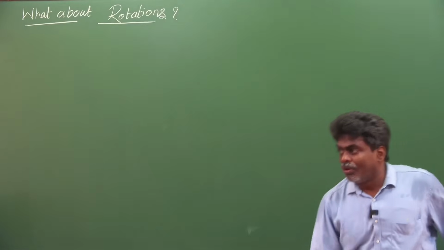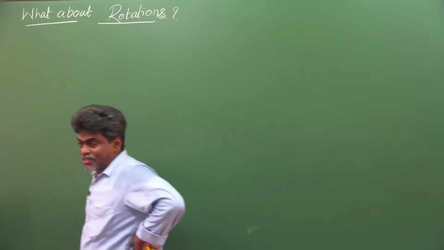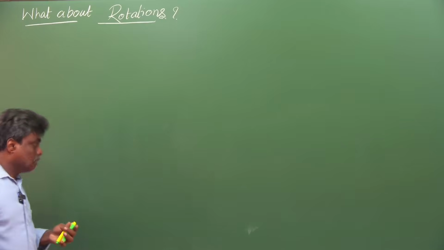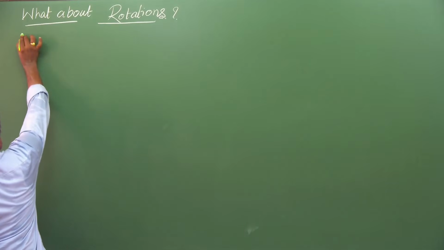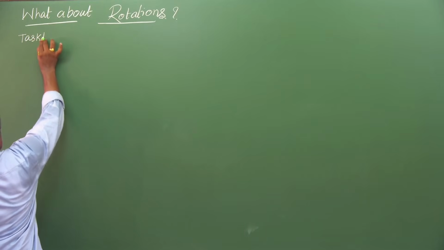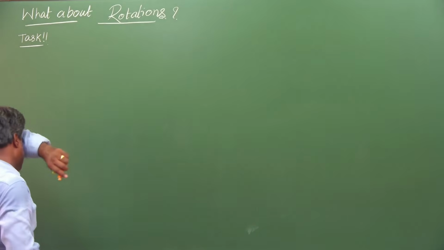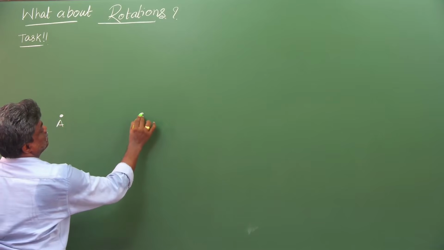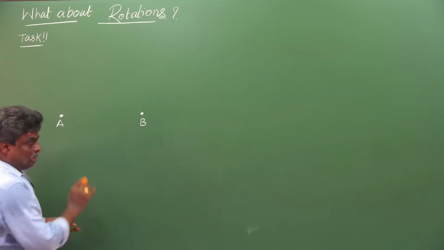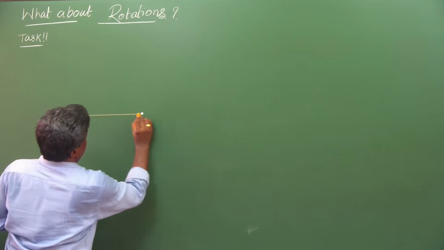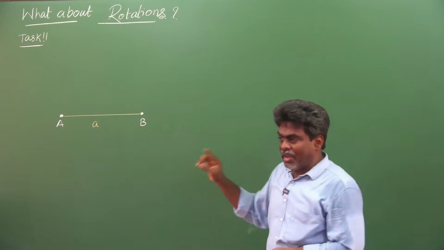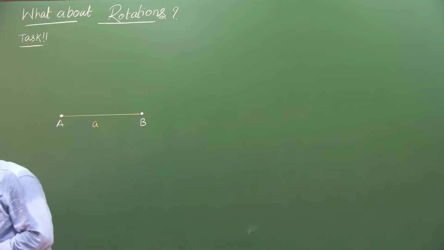Now, ready. Okay boss. Then what about rotations? Rotational symmetries. So let us discuss that. To understand these rotations, I am taking a small task. All of you, listen please, very important. Here I am taking a lattice point A and another lattice point B, and these two are separated by some distance. We call it the lattice parameter. Let us say it is a. So A and B are two lattice points separated by a distance a.